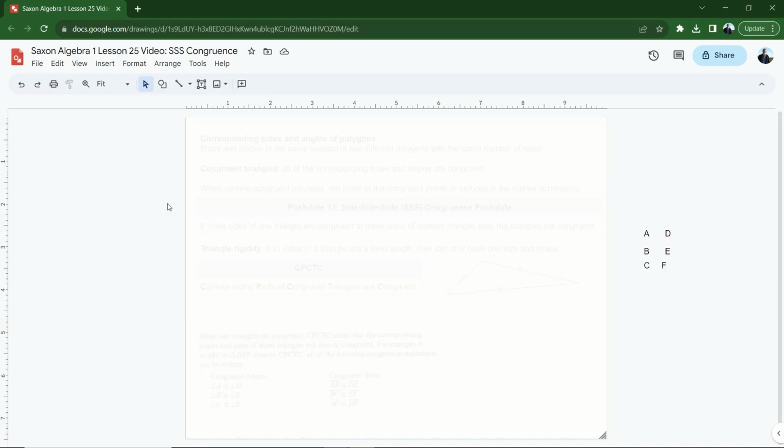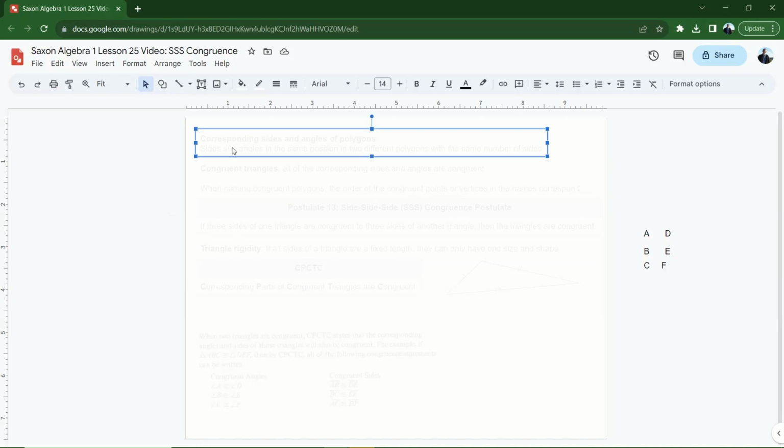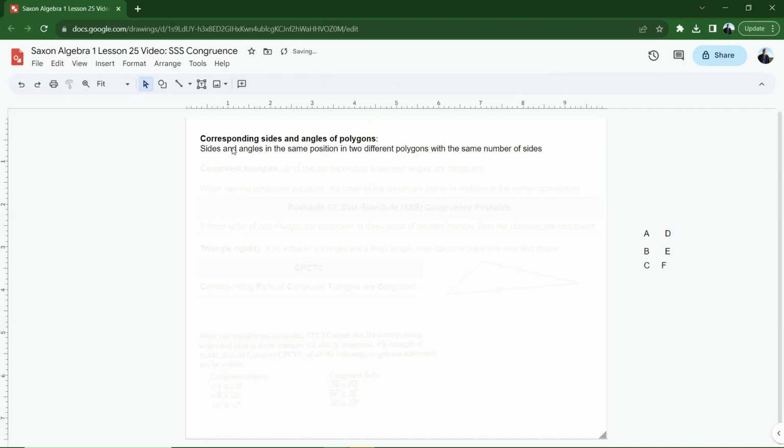Let's get started, but we're going to be talking in general about polygons for a little bit. First of all, we need to define what corresponding sides and corresponding angles are in polygons. Corresponding sides are sides that are in the same position in two different polygons with the same number of sides. In order for sides to be corresponding, the polygons don't necessarily have to be congruent, although usually they are when we talk about corresponding sides, because that's what makes sense.